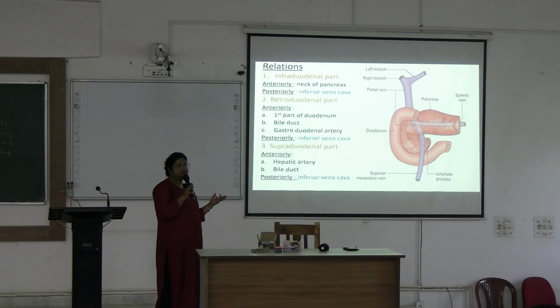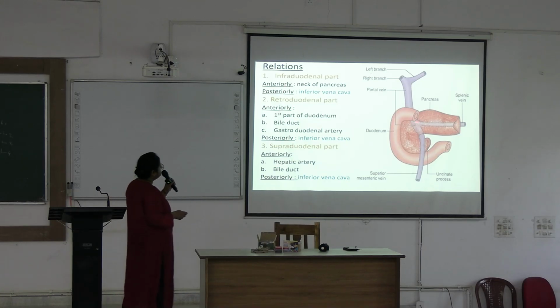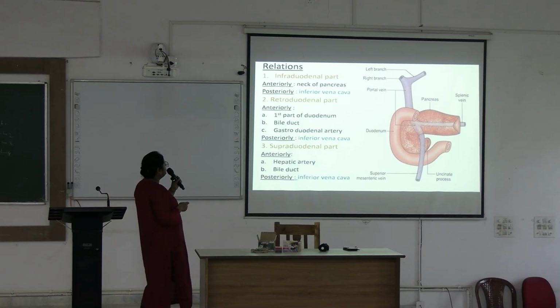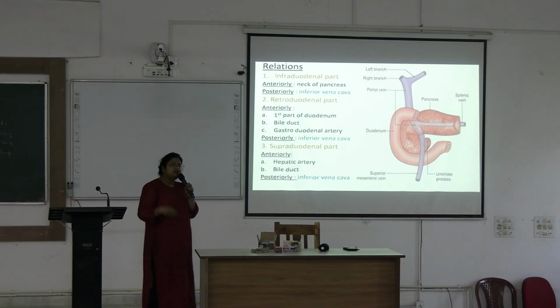Okay, origin, termination, relations, all these will be asked. So infraduodenal part, this part is infraduodenal. Anteriorly lies the neck of pancreas and posteriorly inferior vena cava. And you can see all the three levels, inferior vena cava lies posteriorly. You remember like this. Okay.